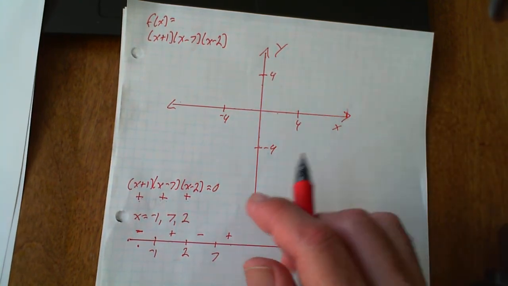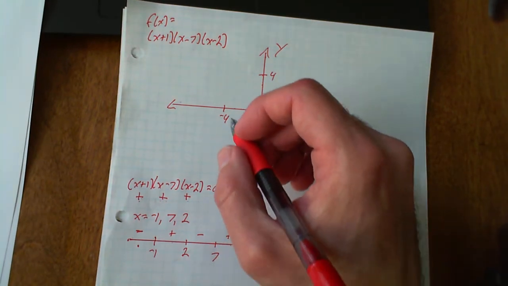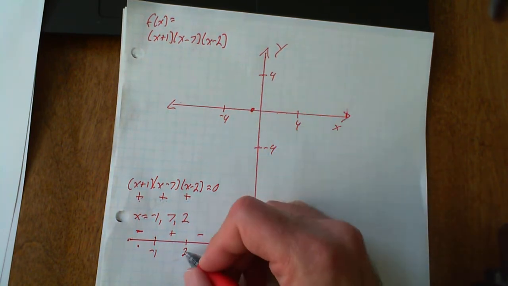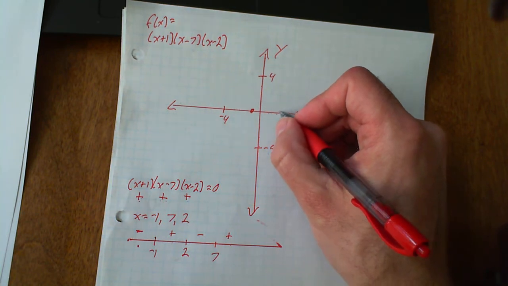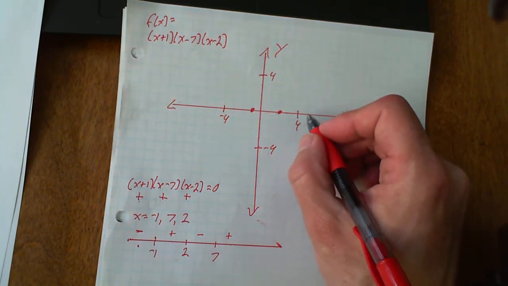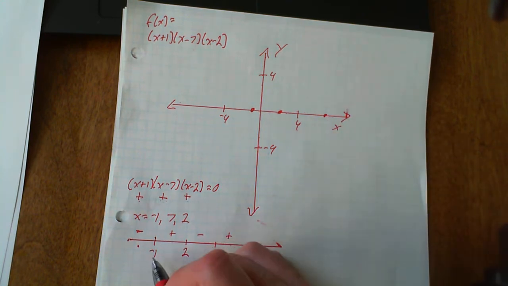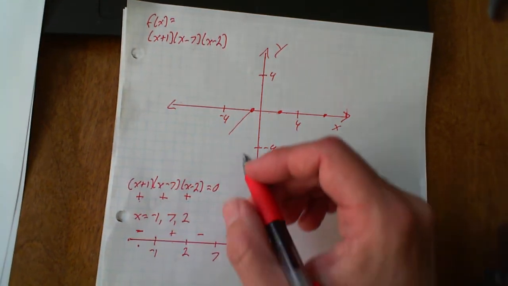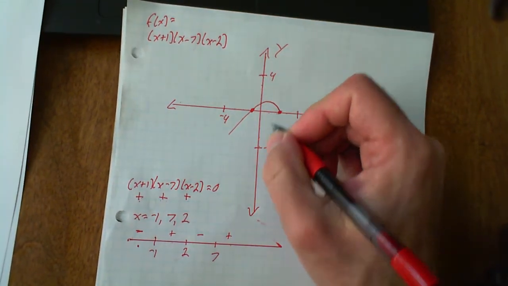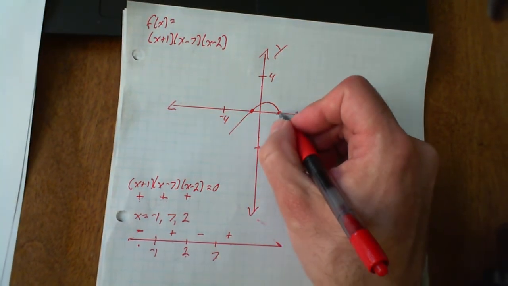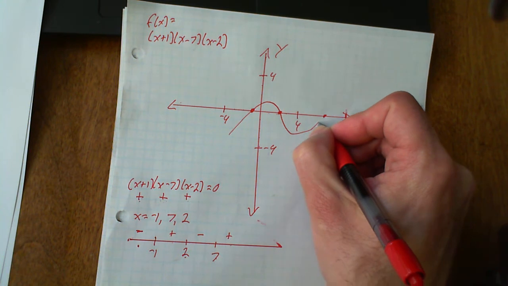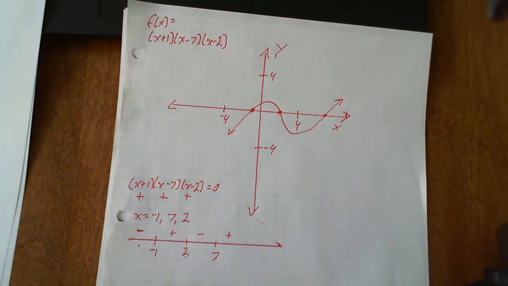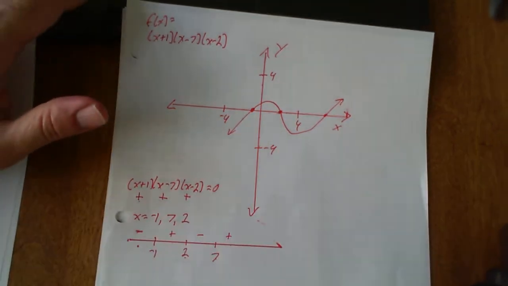So here we go. Let's do my zeros. I got negative 1, I got 2, I got 7. Okay. Before negative 1 is negative. Then between negative 1 and 2 is positive. Then between 2 and 7 is negative, so I go below. And then I got a positive. There you go. That's what it should look like. Make it look good.